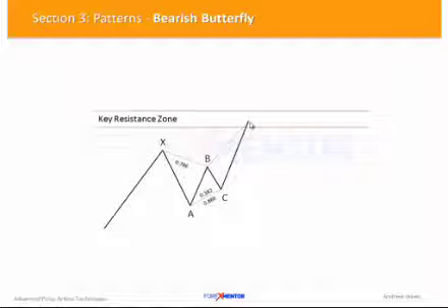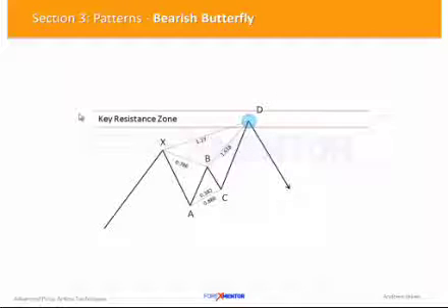And what we're looking for is the extensions of the XA swing, the 127 extension, to line up with the AB or BC extension or projection, 1618, and the 127 extension or projection lining up, forming a very tight confluence. It's at this level right here, this highlighted area, we're looking to place a sell limit order. This is point D, and the stop loss will go just above the XA 1618 extension, which is not shown in this example. And we're looking for a drive lower.